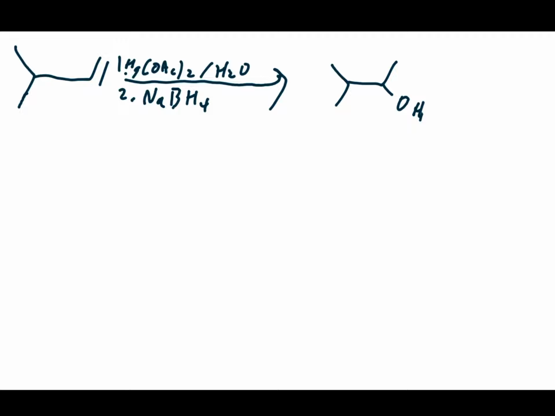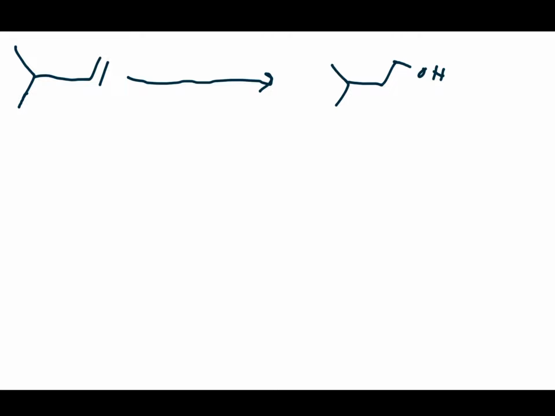But what if we wanted this? What if we wanted the less substituted alcohol? In those cases, we use a different reaction called hydroboration oxidation. Pretty much all you need to know about this is that you end up with the less substituted alcohol. I'm going to go over the mechanism just like the other two if you want to see that, but feel free to skip ahead if you feel comfortable with it.